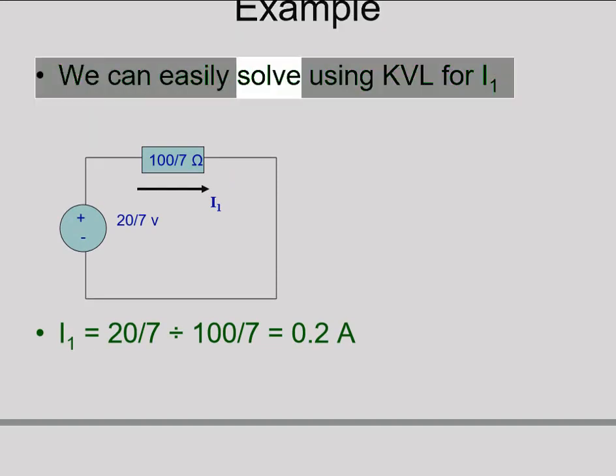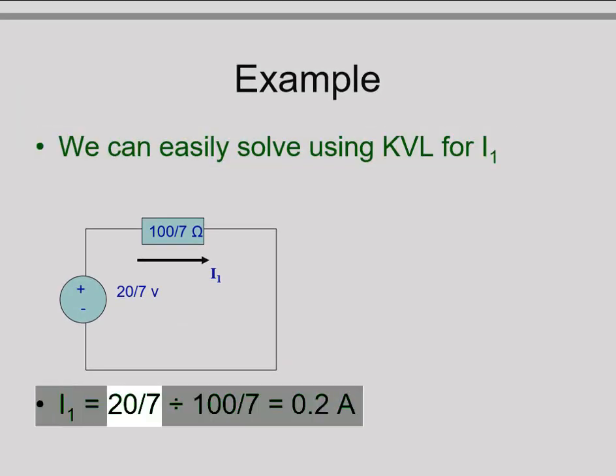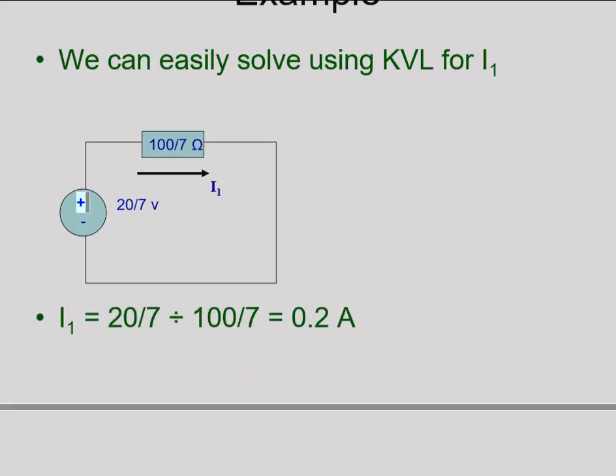We can easily solve using KVL for I1. I1 equals 20/7 divided by 100/7 equals 0.2A.